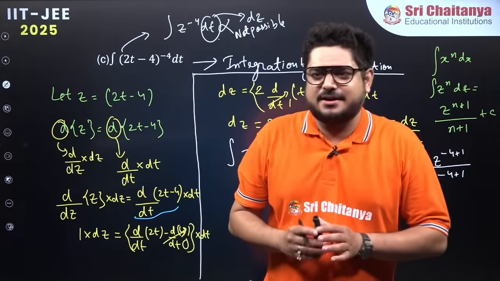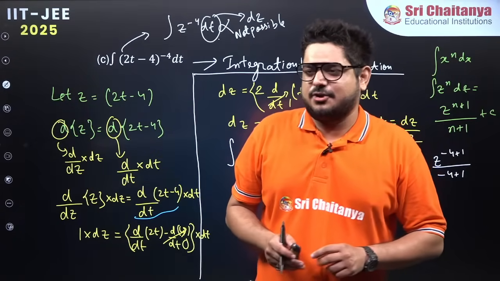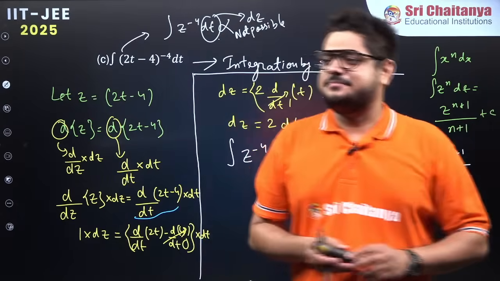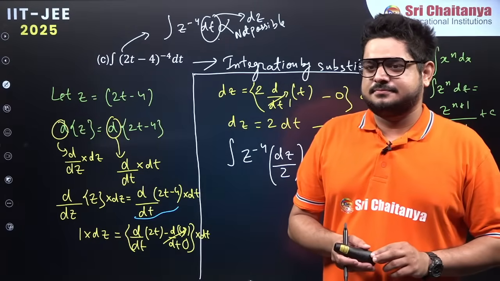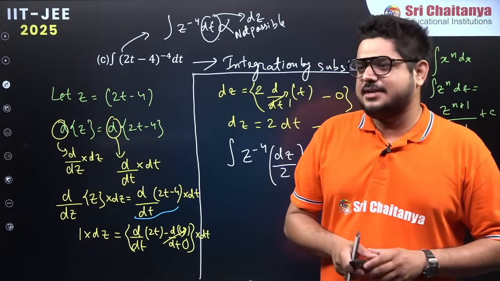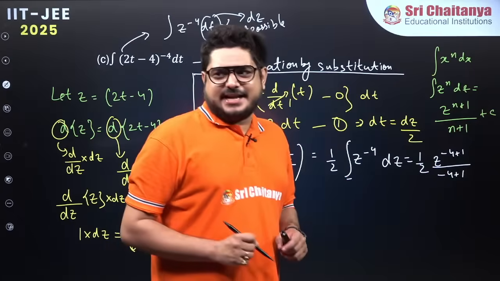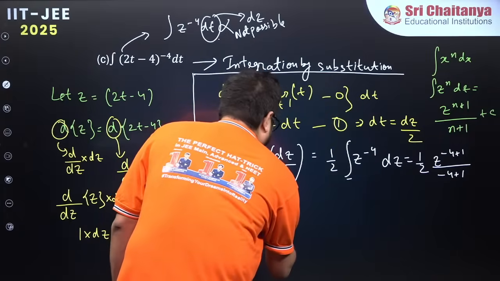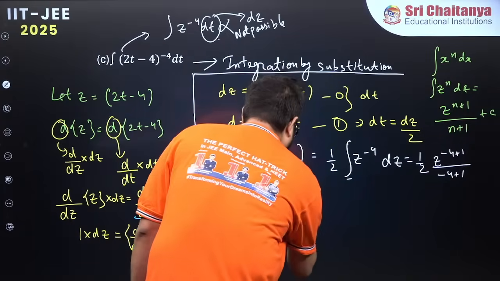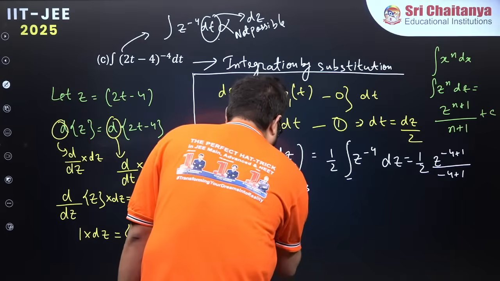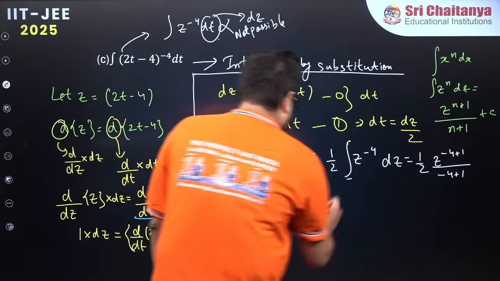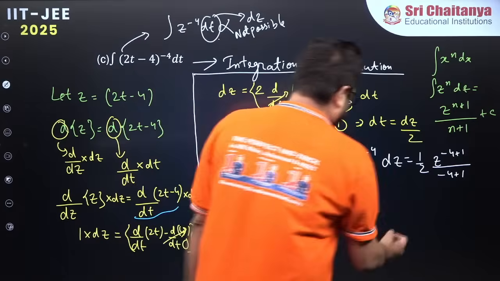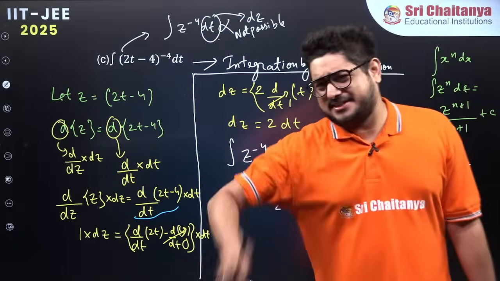What is minus 4 plus 1? Write down the answer, everyone. Minus 3. Yes, absolutely right. It's minus 3. So as a result, I will be getting the integration as half of z to the power minus 3, and the minus will be there, so it's going to be 3. So the answer is going to be minus z to the power minus 3 by 6, plus some constant.